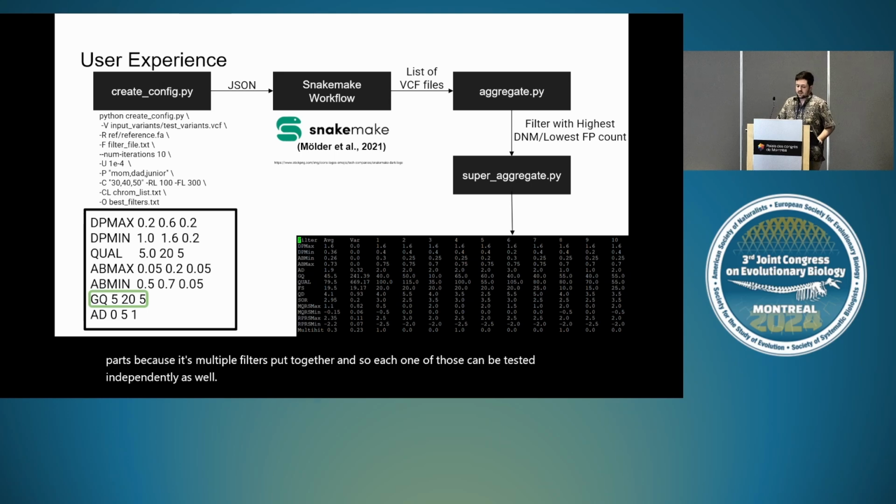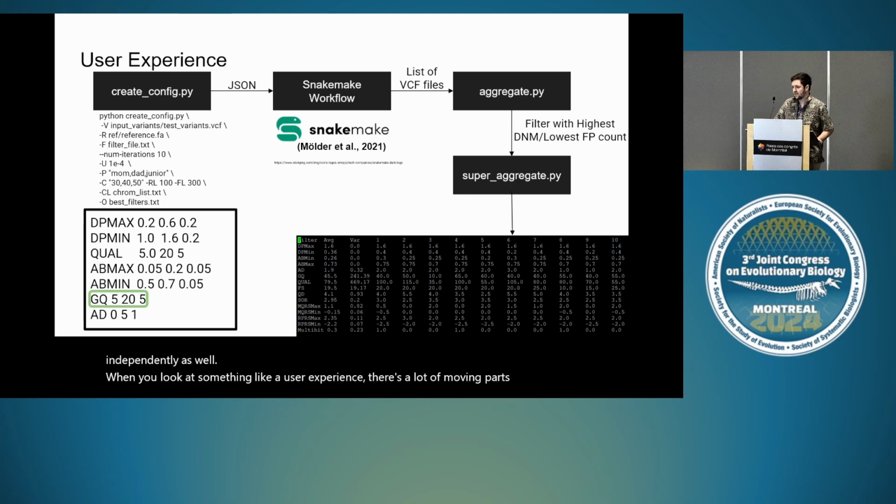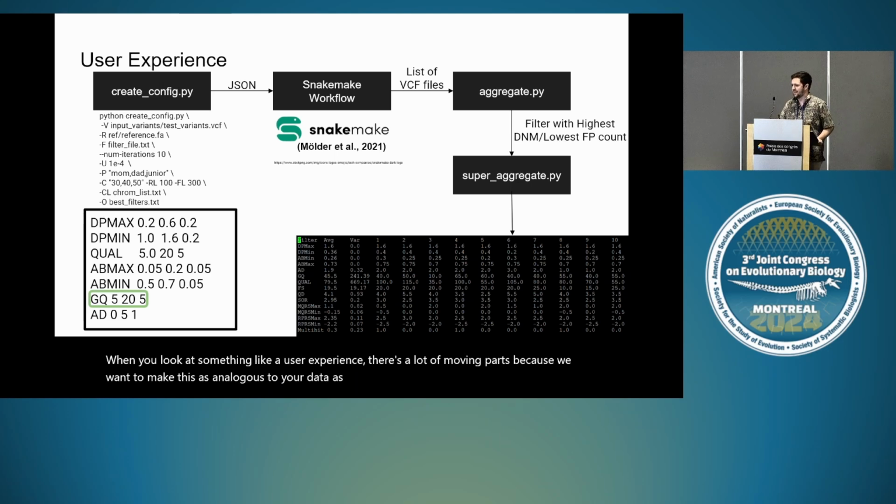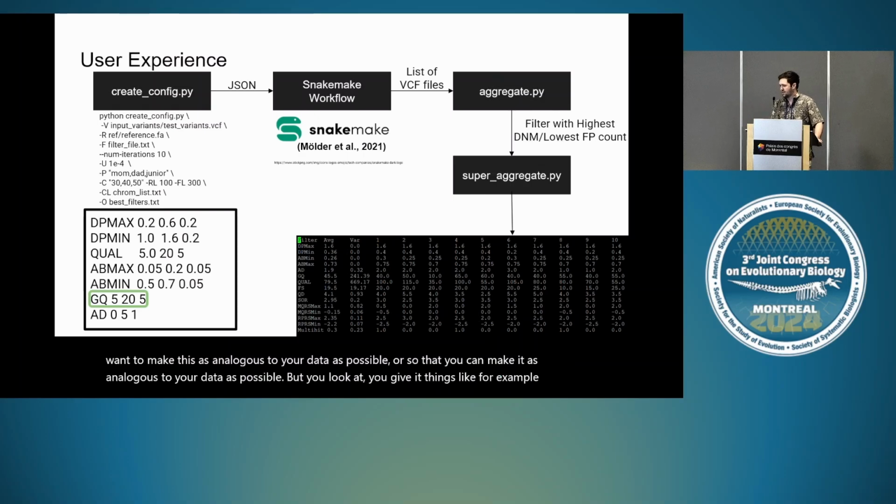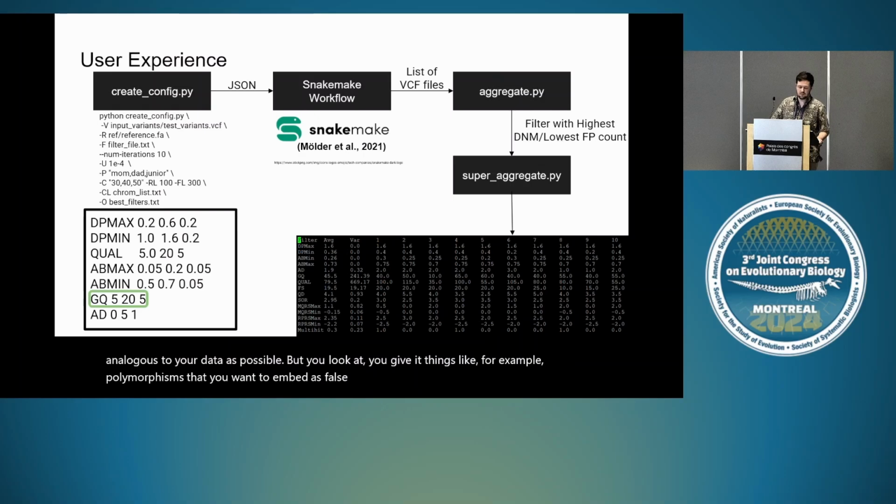When you look at the user experience, there's a lot of moving parts because we want you to be able to make this as analogous to your data as possible. You give it things like, for example, polymorphisms that you want to embed as false positives. You give it a reference genome, and the read length, fragment length, et cetera, of the Illumina technology that you're working with. And the final thing that you do is input, among other things, an a priori mutation rate, or you can give it a VCF of mutations that you want to embed as true positives as well.